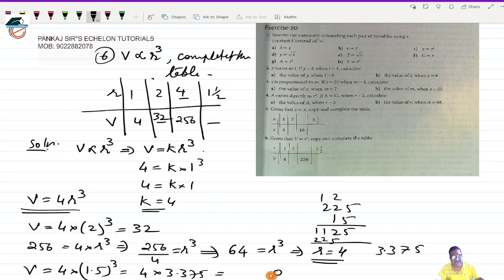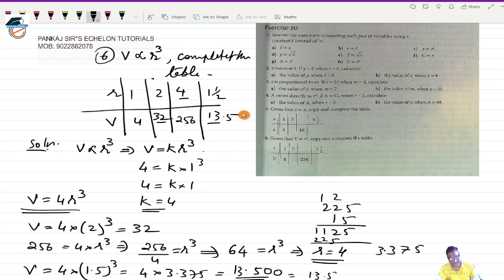Now 3.375 times 4 will be equal to 5 4s are 20, so 0, 2 carried. 7 4s are 28, 30, 0, 3 carried. And 4 3s are 12, 12 plus 3, 15, 5, 1 carried. And 4 3s are 12 plus 1, 13. So the answer is 13.500, that is 13.5. So here I will write 13.5. Okay, so my table is complete, and let me check the answer behind.